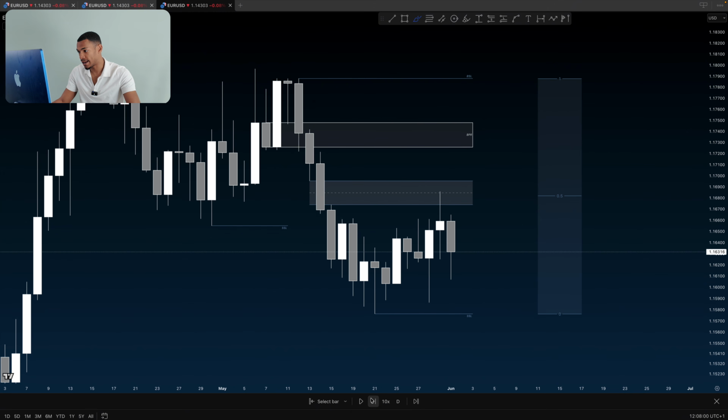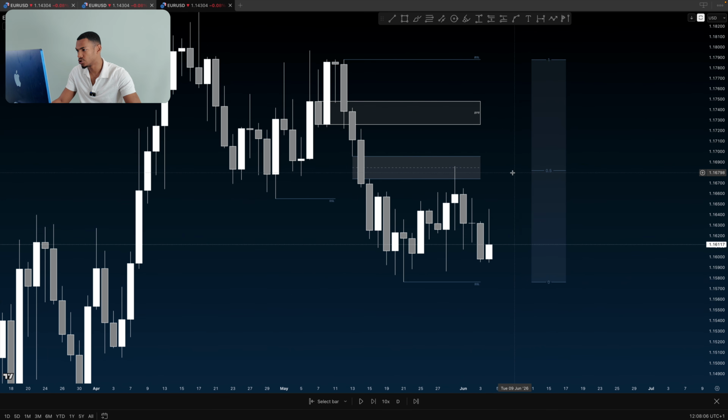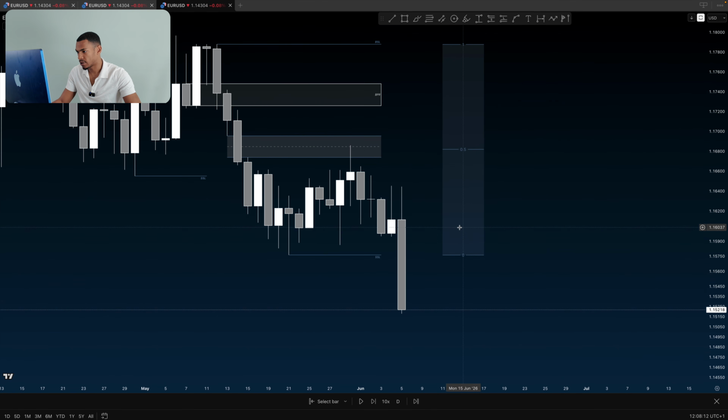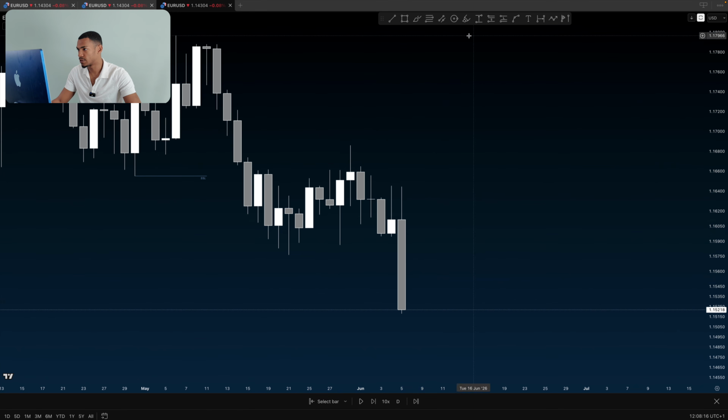Cool, we've tapped into that now. We're looking for bearish intent back to the downside. Right, look how we tapped into that EQ. And now we get that bearish dump lower. So we set a new range, right? So we can get rid of this. And we're setting a new range.